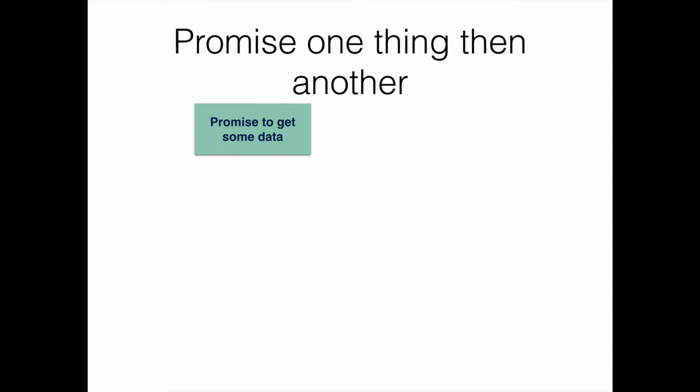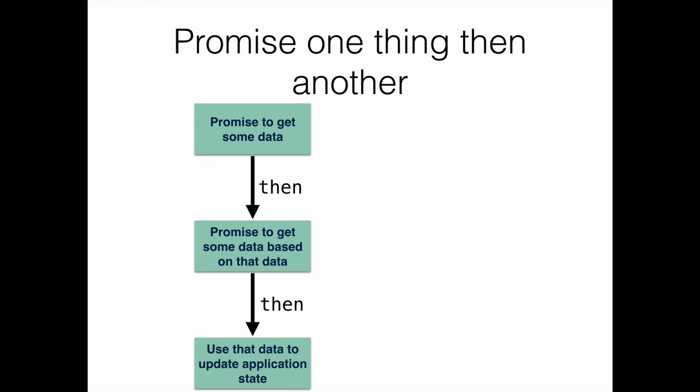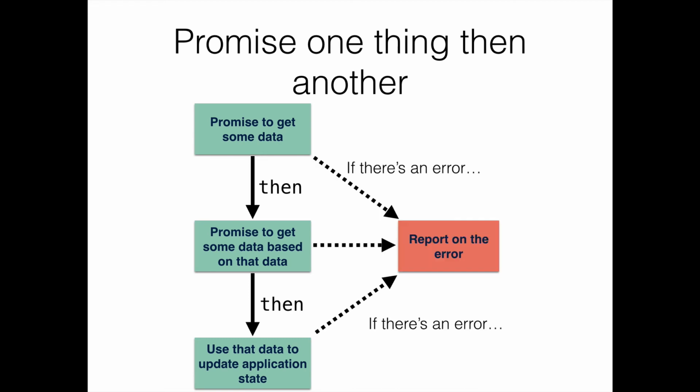So one thing that's nice about using promises is that you can promise one thing and then another. So you might request a promise to get some data and say that then you should promise to get some other data based on that data, and then use that data to update some state in your application. And say for all of these things, if there's an error, just go report on it. So again, this is going to get really powerful when these things are happening in parallel in the background in all different orders and craziness. But for the sake of getting started with the assignment, just assume that these promises happen one after another always. Nothing happens while they're happening.